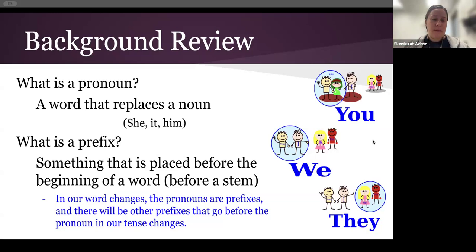And it seems like a lot because there's a lot of pronouns, but they're all based on a very simple, predictable pattern. So it makes it much easier to learn them. Pronouns.